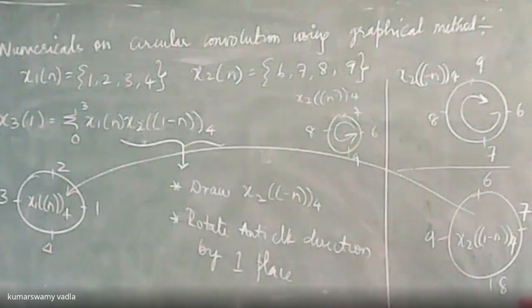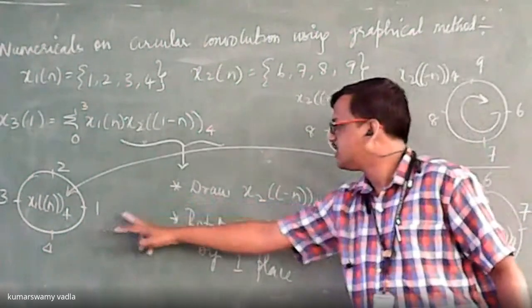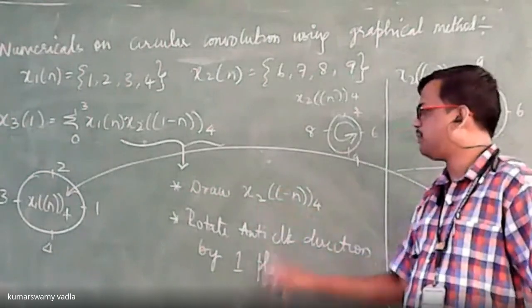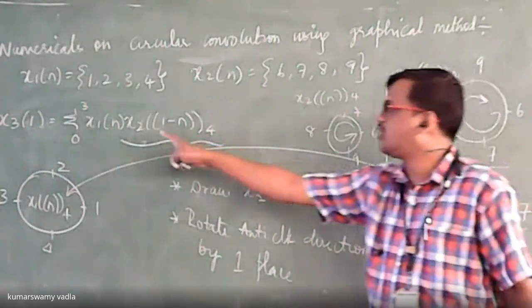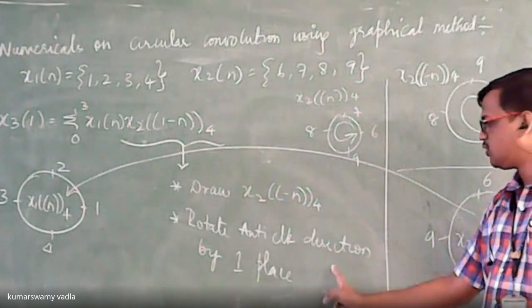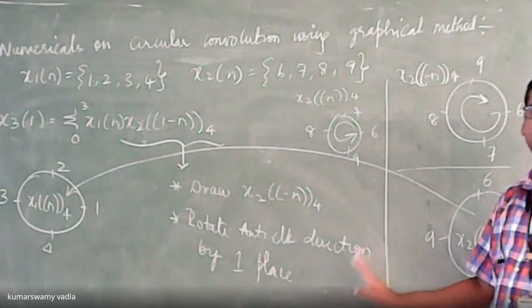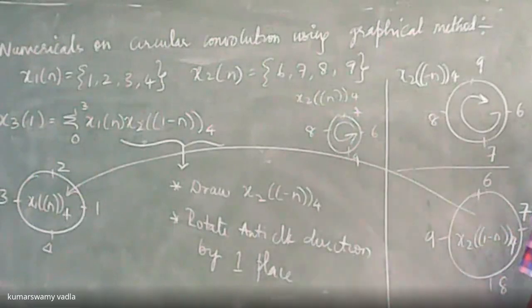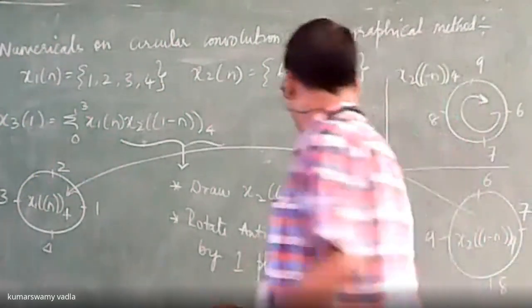Okay. Now, will you note down these things? Note down this is the key point, please. To get x2 of 1 minus n, draw x2 of minus n, rotate it anti-clockwise by 1 place. Make it fast, students. I'll give 1 minute time. Then I'll go for multiply this.